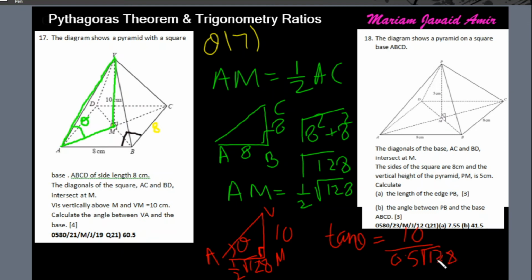So now in my calculator I'll enter shift tan, which is tan inverse, times 10 over bracket 0.5 times under root 128, which gives me 60.5, which is the answer for theta. This is 60.5. Okay, next up is question number 18.